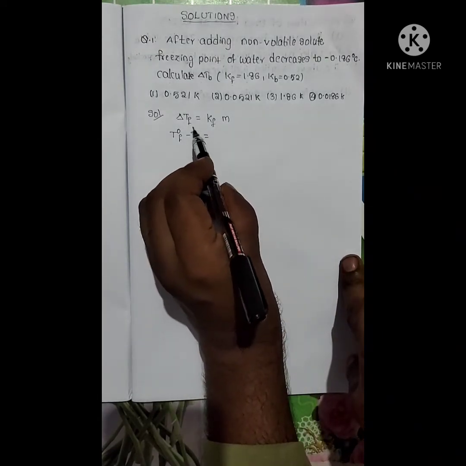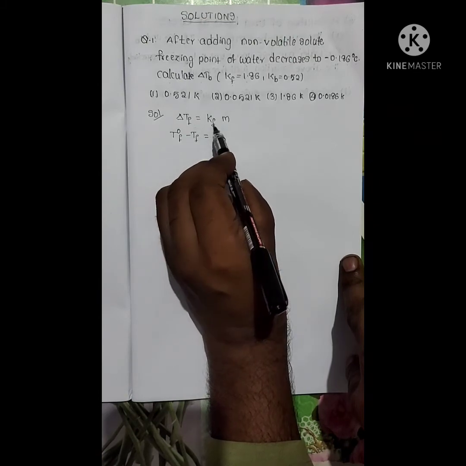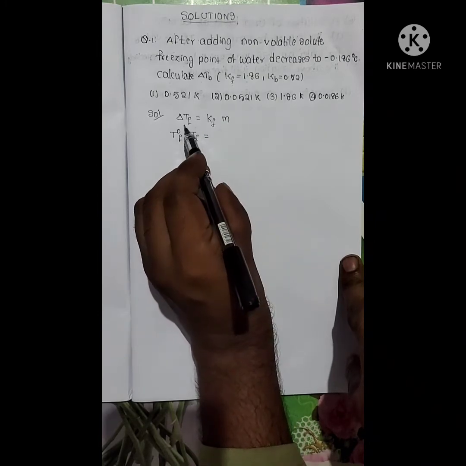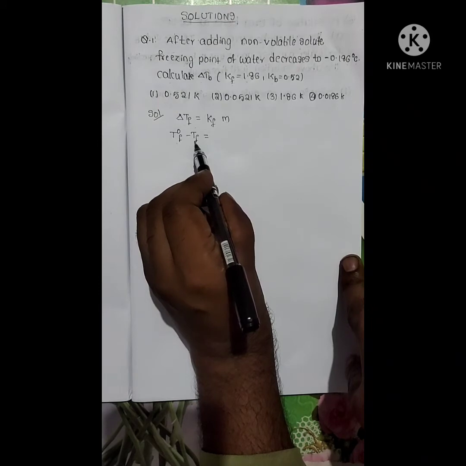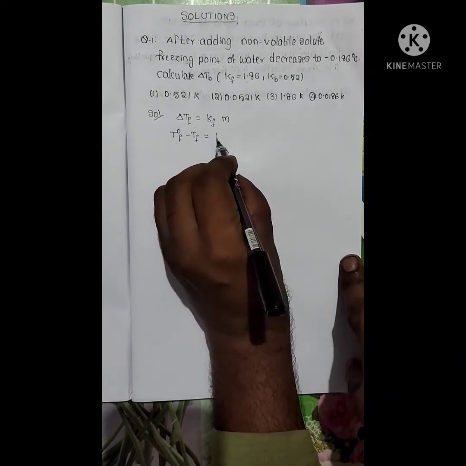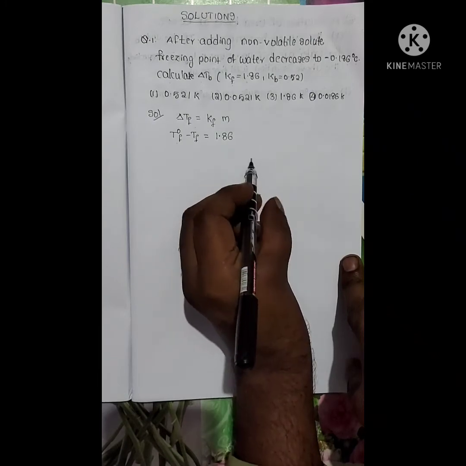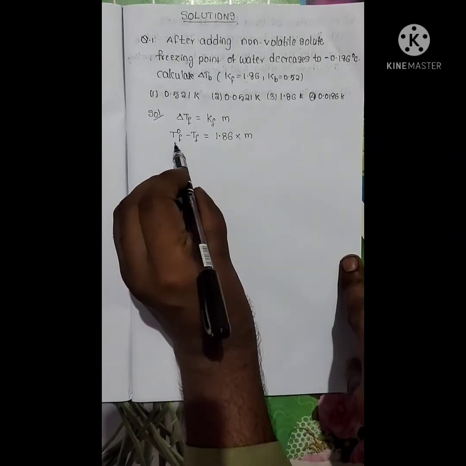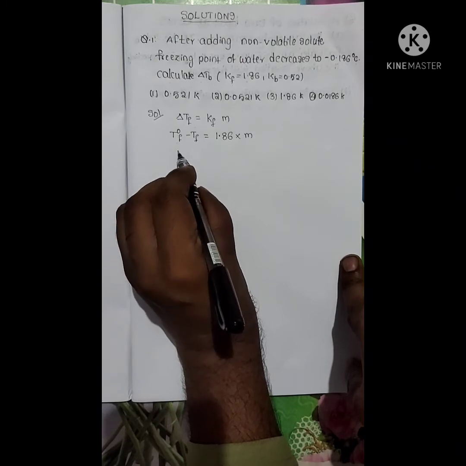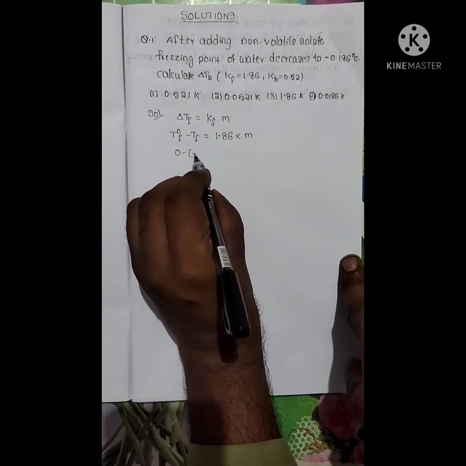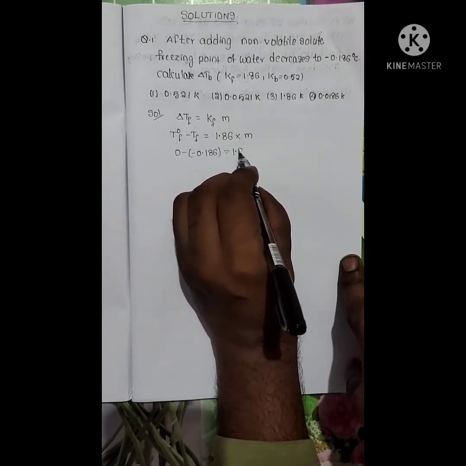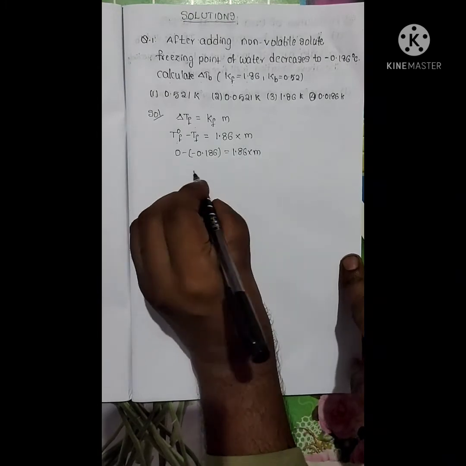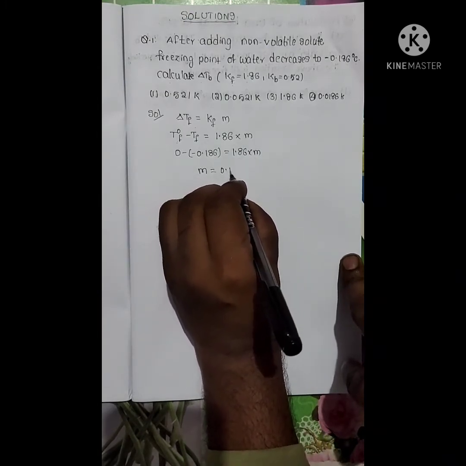First, delta TF. Delta TF equals molal freezing constant into molality. Delta TF equals pure solvent freezing point minus solution freezing point, which equals Kf value 1.86 into molality. T0F, the pure solvent freezing point, is 0, so 0 minus that is minus 0.186, equal to 1.86 into molality. Then molality equals 0.1.